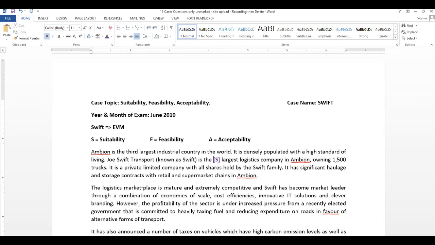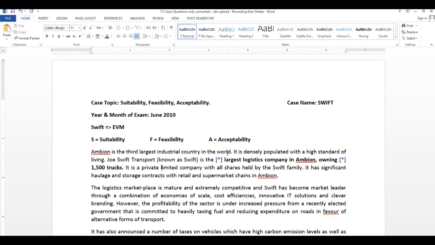So it is not referring to suitability or anything, it is a general point. Okay, we'll mark the general point like this. It is the largest company in Ambion, and it has around 1,500 trucks. So we'll mark these things as important. Done. Okay, it has 1,500 trucks.